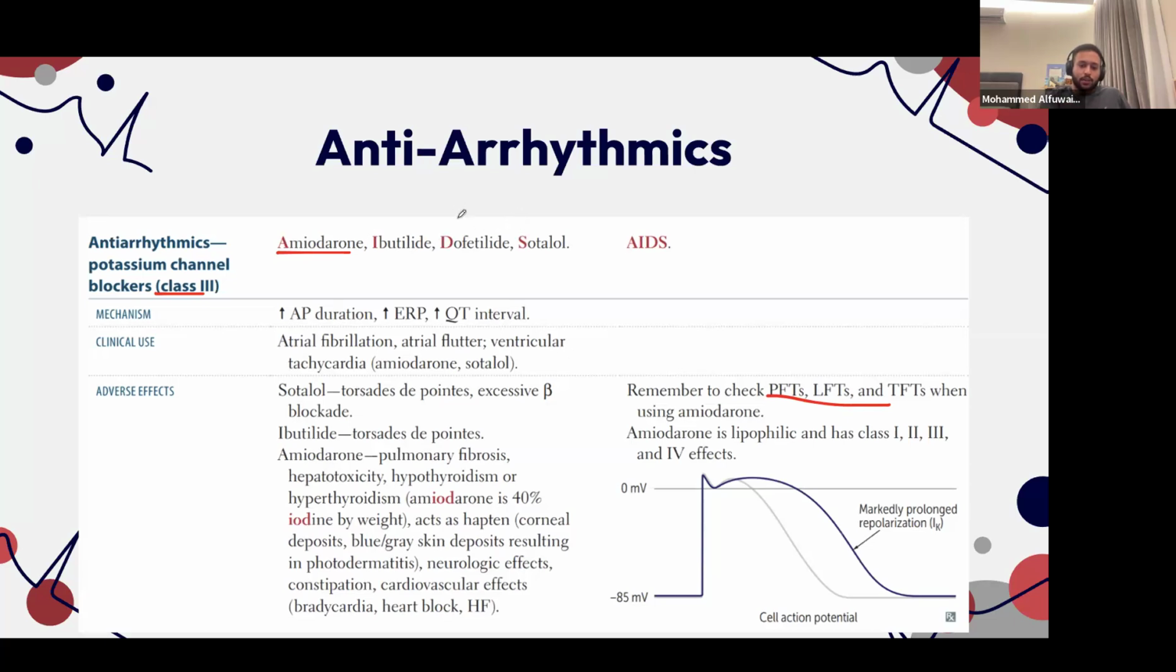Sotalol, dofetilide, and ibutilide are other drugs that you can give. Sotalol is a beta blocker, has class 2 and class 3 effects. So here you have the side effects with all of these other drugs, but just remember amiodarone has so many, and cardiovascular effects, as you mentioned in chat. Now, what channels do these drugs block? They're class 3, so they inhibit potassium channels, which delays repolarization. When you inhibit phase 3, what is prolonged in the ECG? I kept mentioning it.